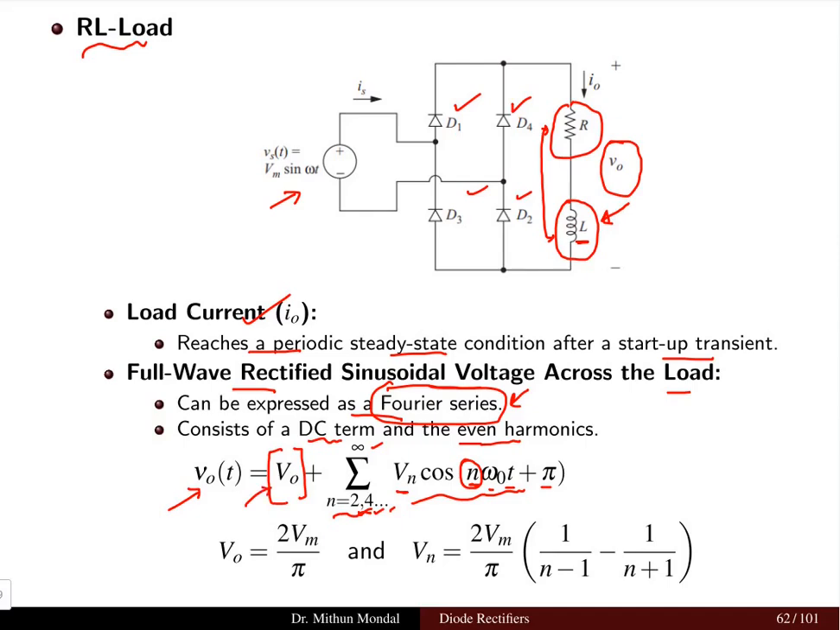The DC voltage V0 is basically 2 Vm by pi, that we have seen earlier also. And Vn can be given as 2 Vm by pi multiplied by a factor depending upon the order of harmonics we have: 1 by (n minus 1) minus 1 by (n plus 1).